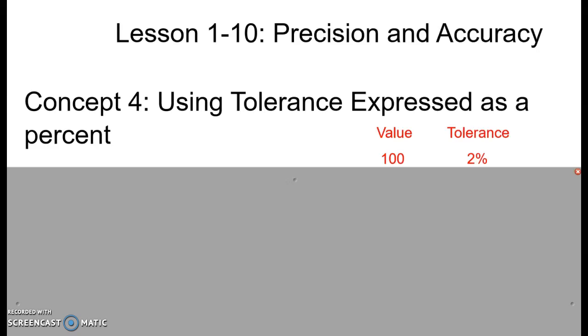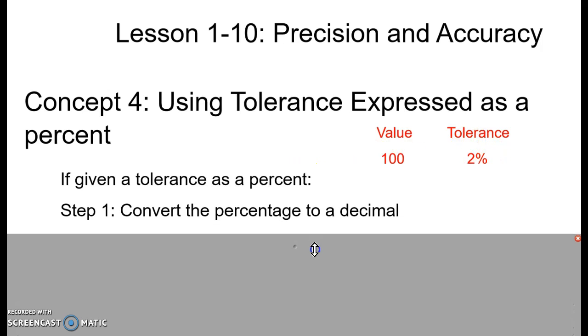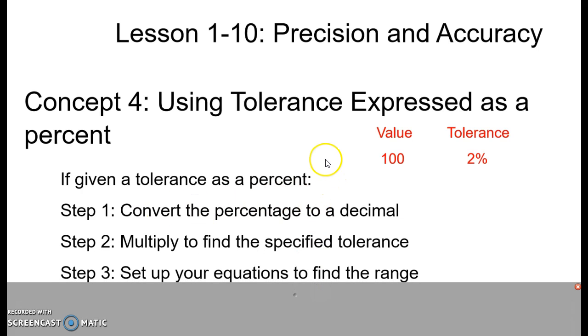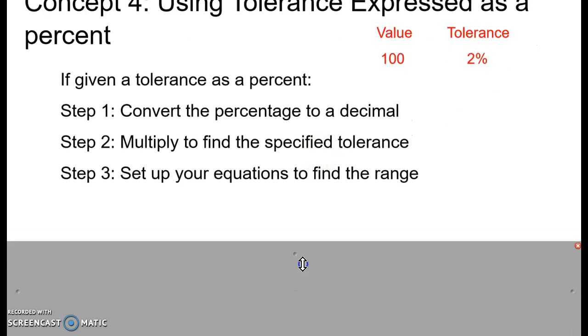Lesson 110, Concept 4, using tolerance expressed as a percent. So when you're given a value and a tolerance, but your tolerance isn't a static number, it's actually a percentage, the first step you're going to do is to convert that to a decimal.